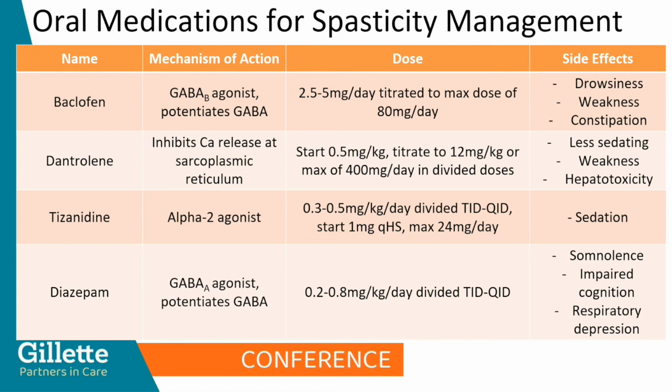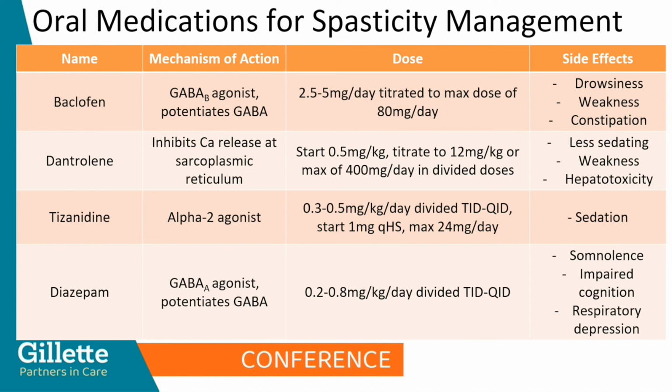That being said, the hepatotoxicity has not been reported in children less than 16 years of age. Sort of regardless of that, I always follow liver function tests closely. I'll check those prior to starting dantrolene and every 3 months while patients are on it. So it can be kind of a deterrent for using this medication in a pediatric population just because of those blood draw requirements. Tizanidine is going to be an alpha-2 agonist medication. Most common side effect with tizanidine is going to be sedation.